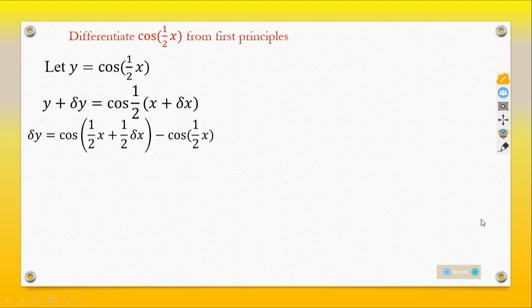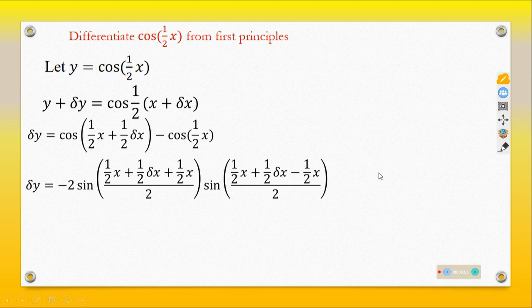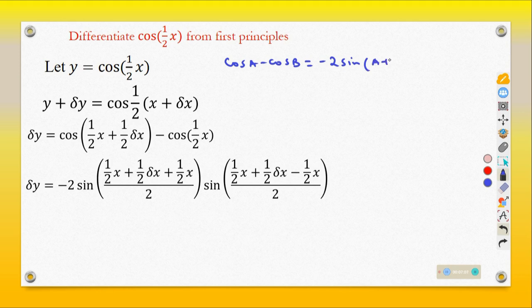So we shall now apply the factor formula, and when we apply the factor formula, you recall very well, if you have cos A minus cos B, we said this is negative 2 sine of (A plus B) divided by 2, sine of (A minus B) divided by 2. So for our case, this acts as our A and this acts as our B.